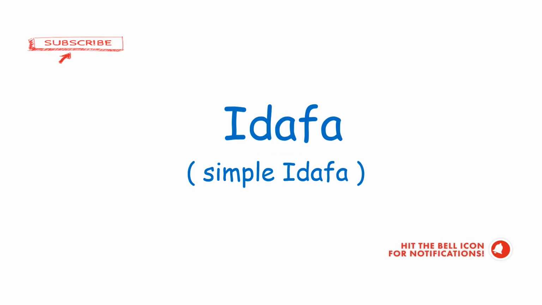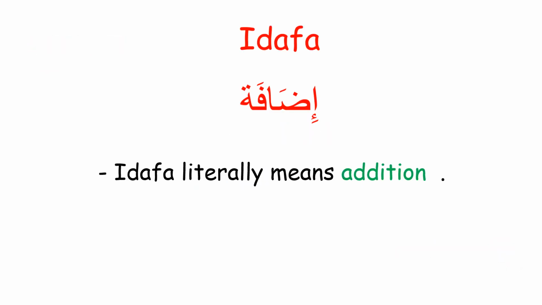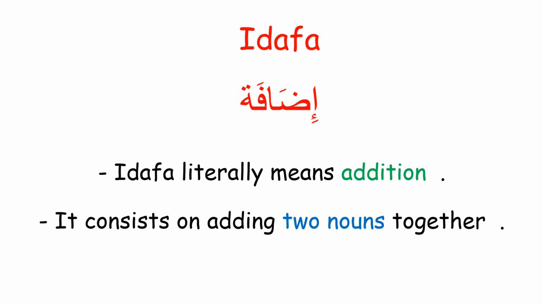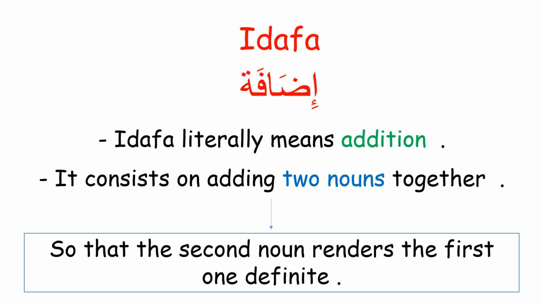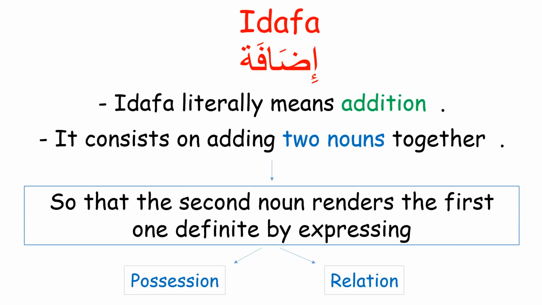Today's lesson is the beginning of a new series about إضافة, more precisely, the simple one. What is that? Let's delve in. The word إضافة literally means addition, as in addition and subtraction. So what are we adding? We are adding two nouns together. What for? So that the second renders the first one definite by expressing possession or relation. The combination of the two nouns will result in a noun phrase known as إضافة construction or genitive construction.